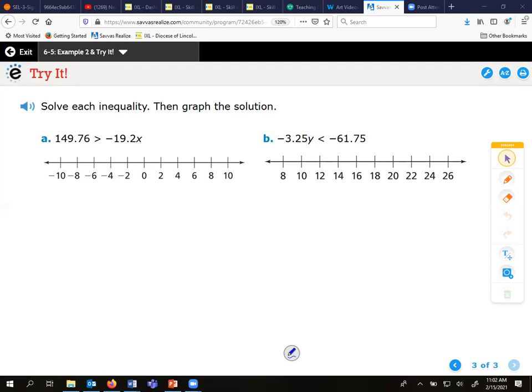Okay. Anyway, back to this problem. 149.76 is greater than negative 19.2 times x. I'm just going to rewrite it down here. They have the x on the right side, which doesn't really matter. We're still going to solve for x.